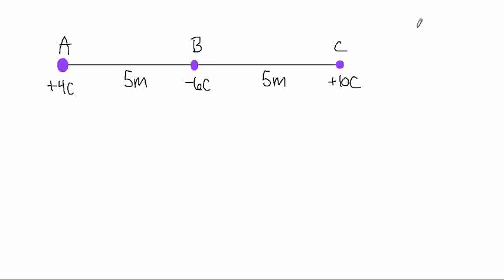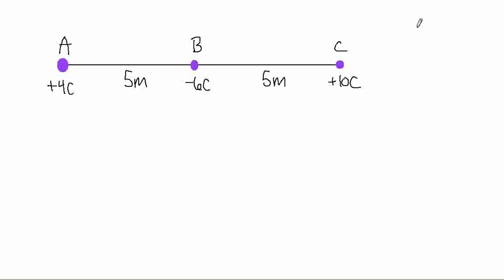Okay, so I have 3 charged objects lying on a line. Objects A, B, and C. Object A has a net charge of plus 4 coulombs, and it's 5 meters away from object B. Object B has a net charge of minus 6 coulombs, and it's 5 meters away from object C. Object C has a net charge of plus 10 coulombs.